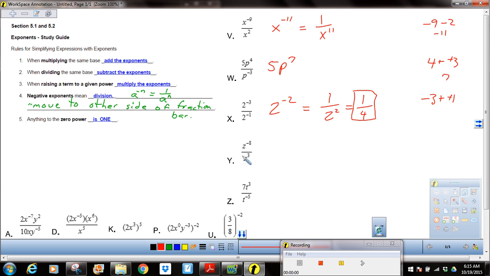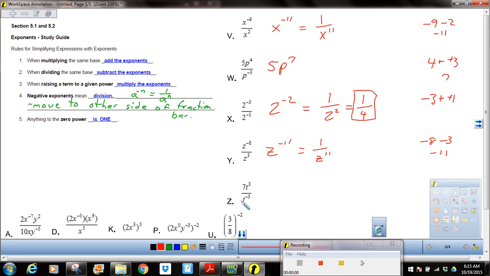Okay, on y, again, we are dividing the same base, so we'll subtract the exponents. -8 minus 3 is -11. This is z to the -11, which would be 1 over z to the 11th.